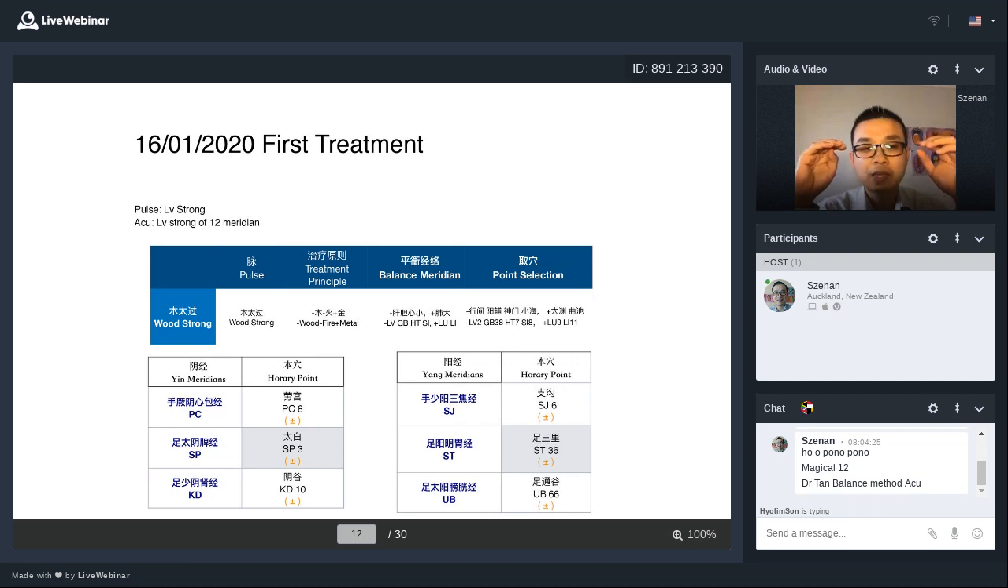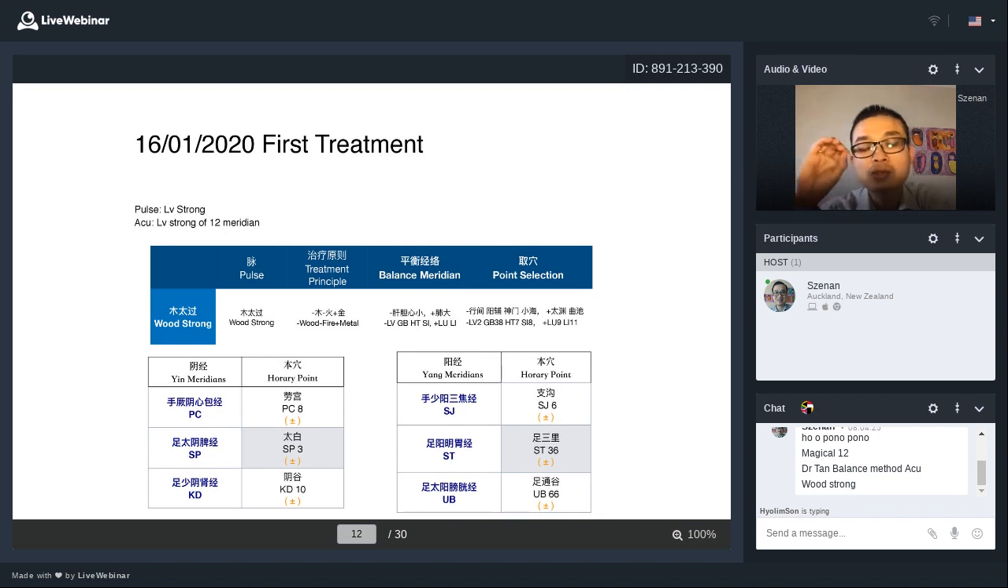Then I find that in this patient at this time, the pulse is liver strong. But I should actually put liver and gallbladder strong, which is wood strong. That is the right diagnosis. Not about liver, it should be wood strong. It represents the liver and gallbladder working too hard, excessive. We call it 太过, that's why in Chinese we call it 实, and that's why I put strong. If you look here, wood strong. This is the pulse.